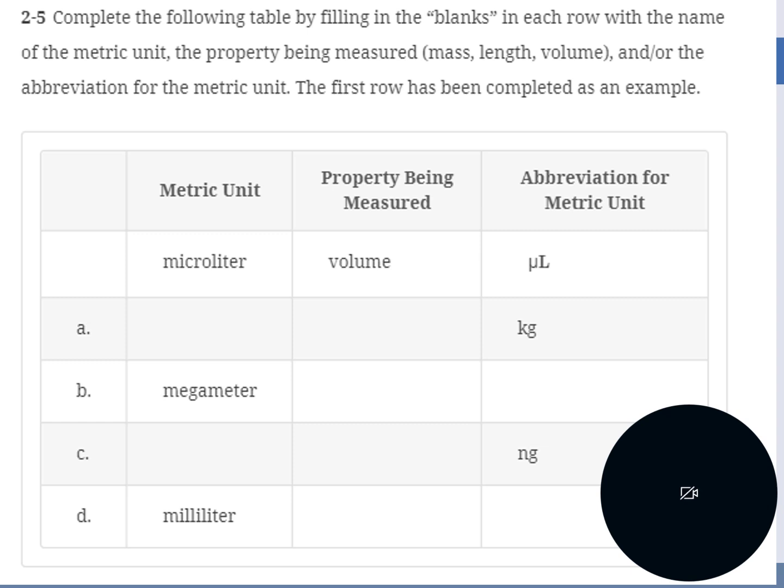Here is another learning check. Again, I encourage you to pause the video, try to fill in the blanks and see how you do. We're going to start to fill in the blanks. So kilograms, grams is a measure of mass, and that happens to be kilogram.